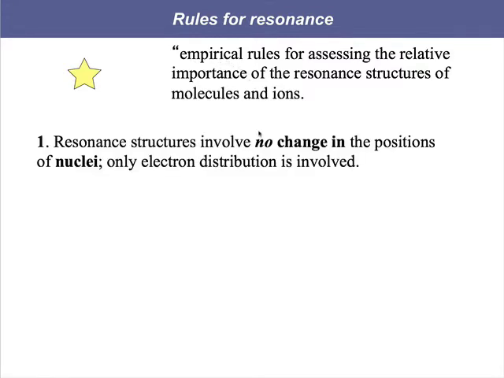Okay, so the first rule that this source gave us says resonance structures involve no change in the position of nuclei. Only electron distribution is involved, right? We saw that in the second example, where the hydrogen was moving between oxygen A and oxygen B. When the hydrogen moved, when we moved the nuclei, that was not resonance, that was equilibrium, right? So resonance structures involve no change in the nuclei, only the electron distribution is changing.